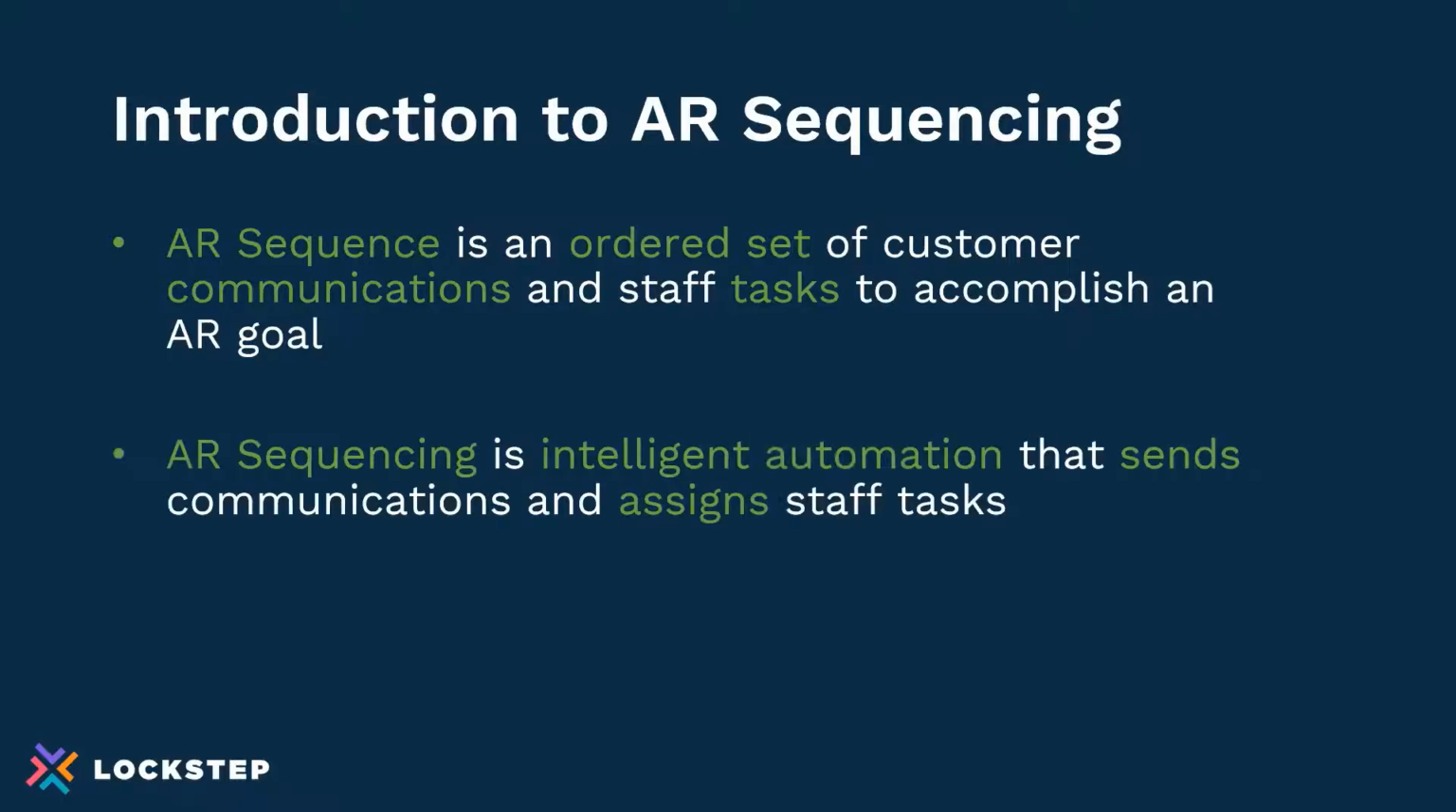AR sequencing itself is then the intelligent automation that knows how to automatically send out the communications and automatically assign staff tasks to complete that goal. So that's really the focus, is where that automation fits in. AR sequencing is really one of the most powerful automations available to an AR team. It creates a significant increase in outbound communication capacity and saves a massive amount of time for the staff.